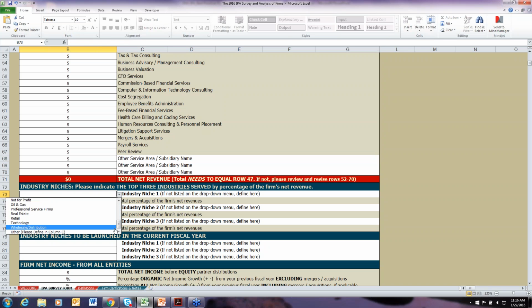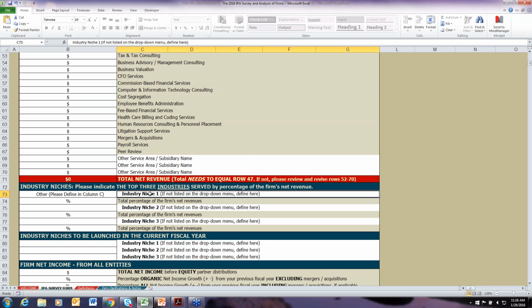Indicate the top 3 industry niches of your firm in this section based on total net revenues derived from those niches. If an industry niche is not provided in the drop-down menu, go ahead and select other down at the very bottom and then type in the industry niche in column C of that row. In rows 74, 76, and 78, please indicate the percentage of the total net revenue of the firm that the niche provides.